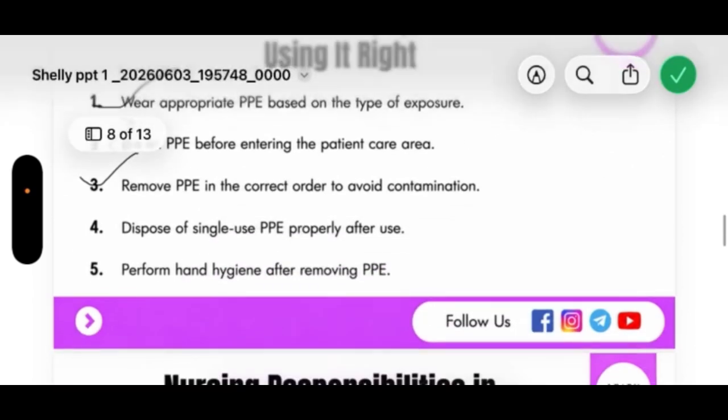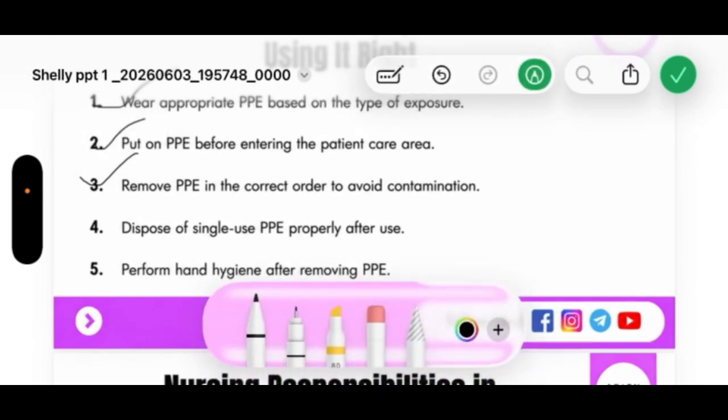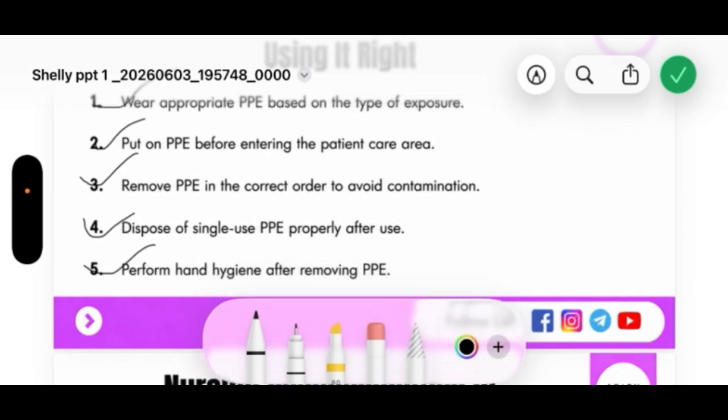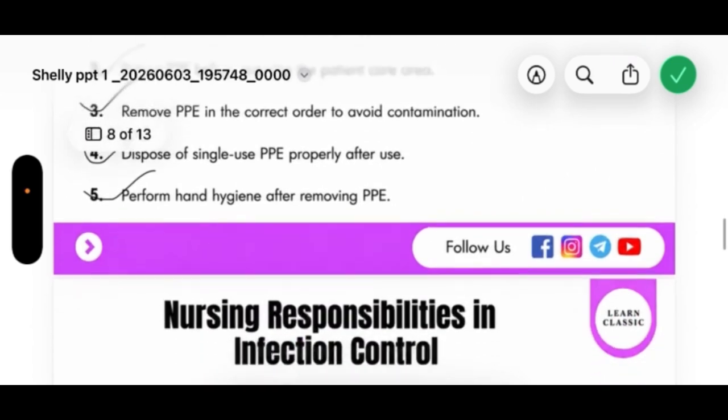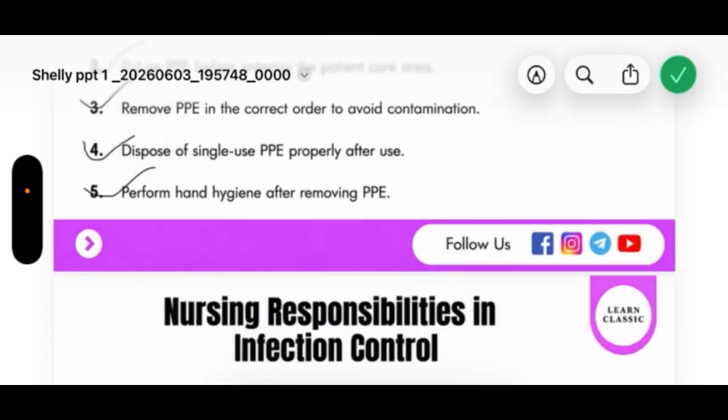Then dispose of single use PPE after use. The gloves, the mask or the gown, whichever we use only one time, has to be discarded properly after every use, and not used repeatedly for one or more patients. Perform hand hygiene after removing PPE. Whenever we are removing anything, our PPE, our gloves, our gowns, we require proper hand hygiene.